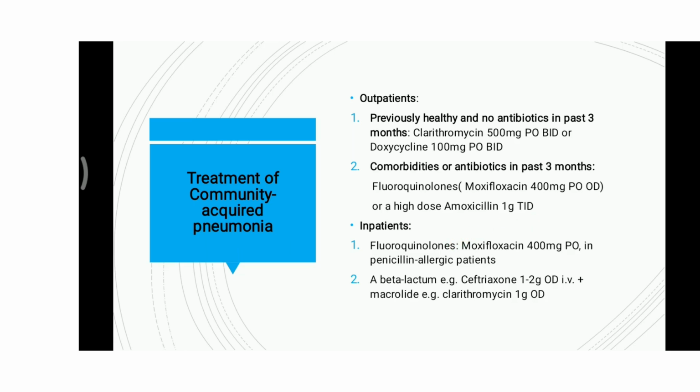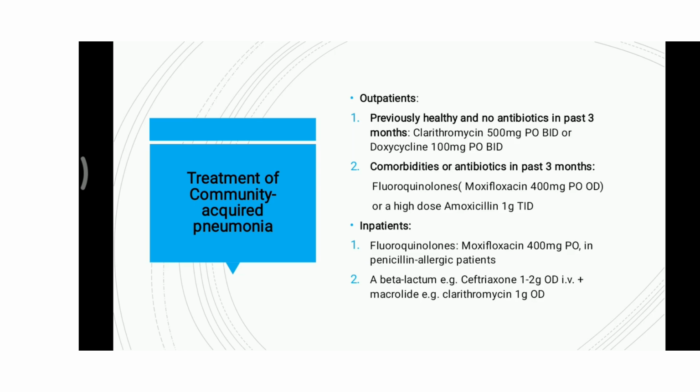Now, obviously we have to study the treatment of these pneumonia. The first one is community-acquired pneumonia. So how do you treat these patients who are suffering from community-acquired pneumonia? So we will differentiate into outpatients as well as inpatients. So outpatients, there are two ways actually. In case of outpatients, those who are previously healthy and no antibiotics were taken in past 3 months. They are extremely healthy and they have not taken any antibiotics in past 3 months.